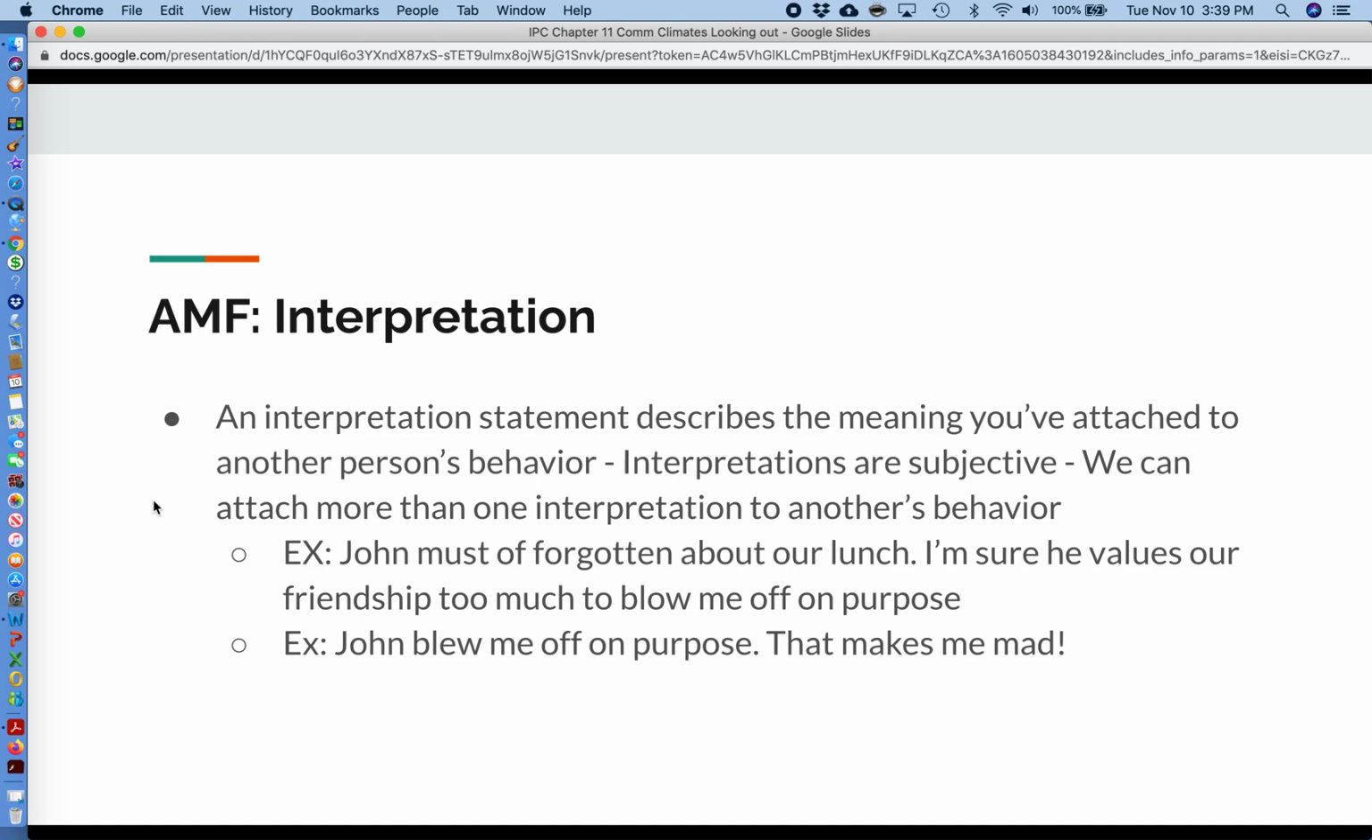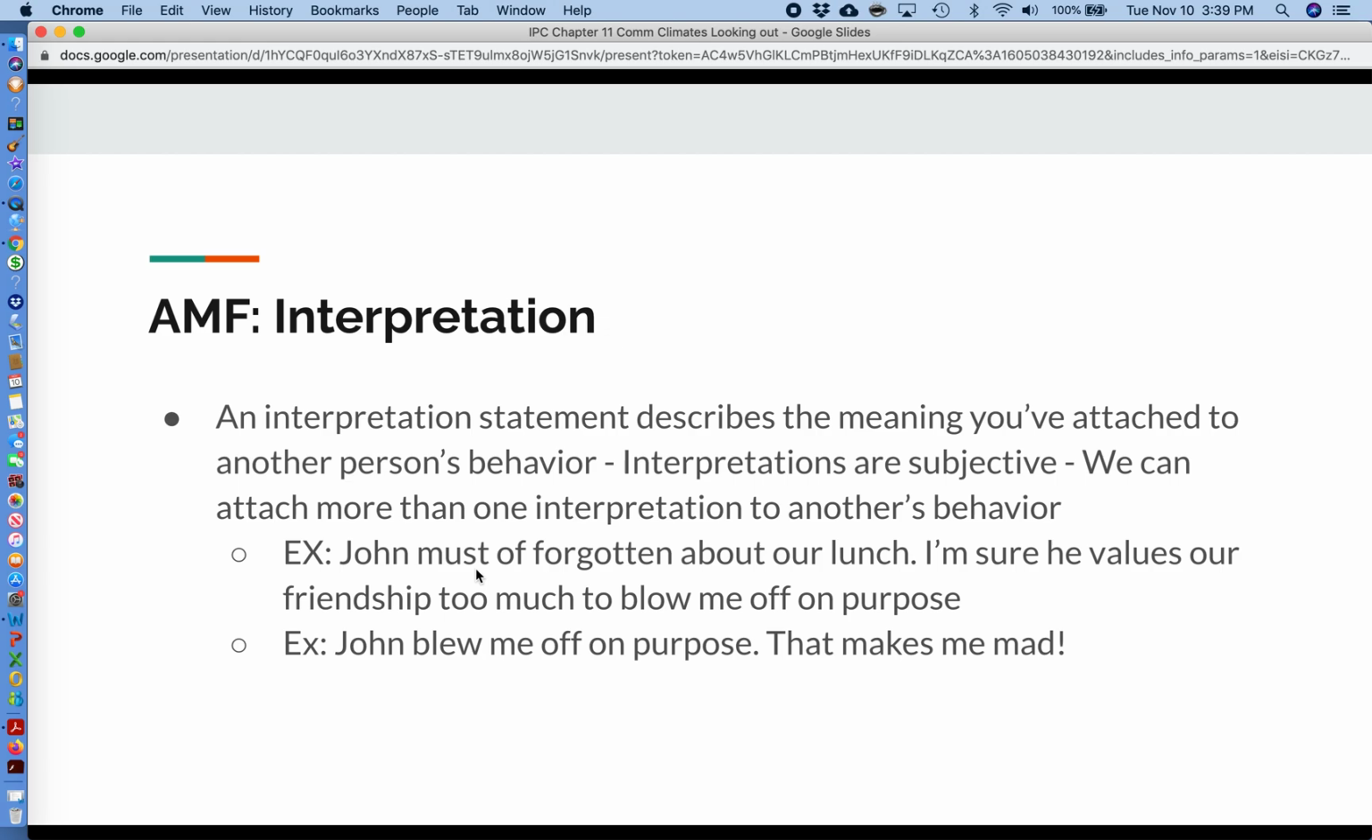After that, you offer interpretation. An interpretation statement describes the meaning that you've attached to the person's behavior. Of course, these interpretations are subjective. They're going to vary from person to person, and you can attach more than one interpretation to another person's behavior.